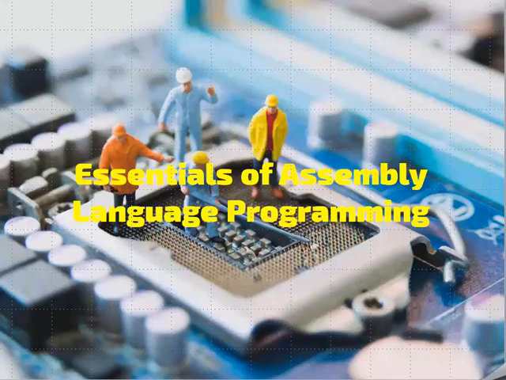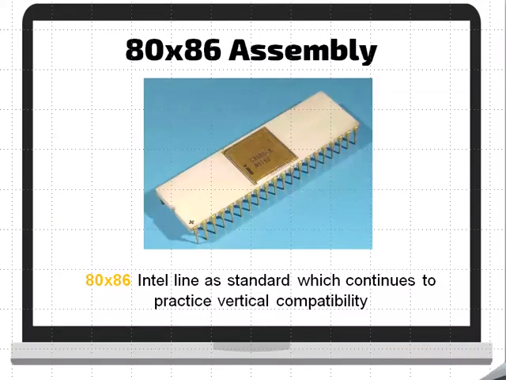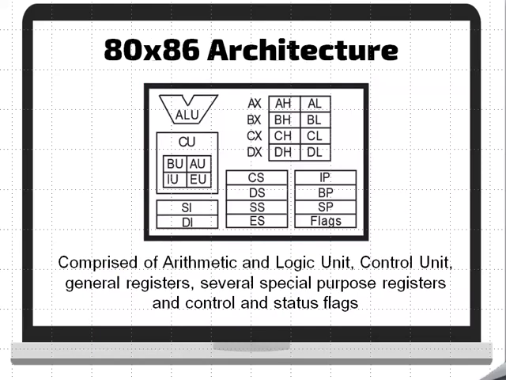So for the next topic, we're going to be discussing the essentials of assembly language programming. So for assembly language programming, this is the 80x86 assembly by Intel, which is currently considered as standard and is still being maintained using backward compatibility even with its newer models. So this is the sample of the 80x86 architecture.